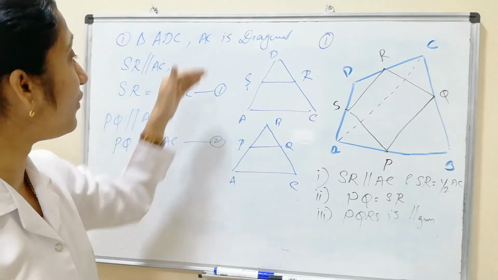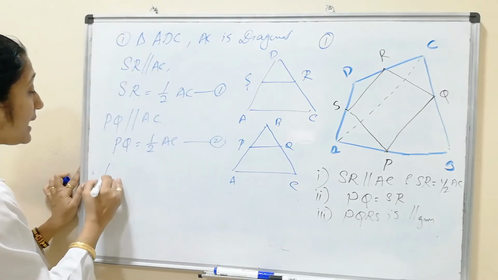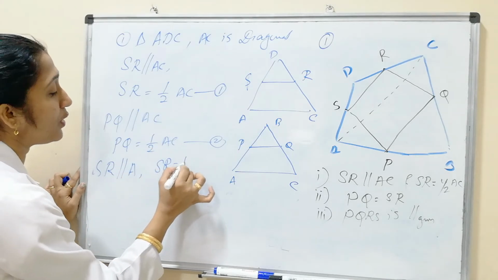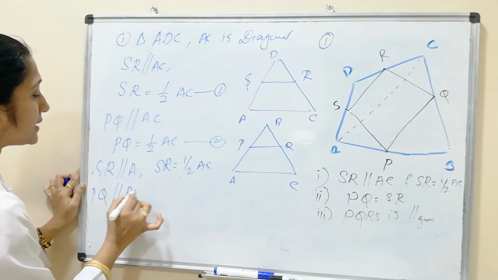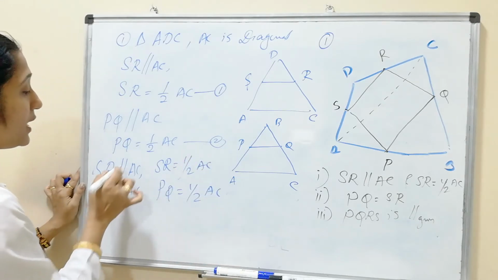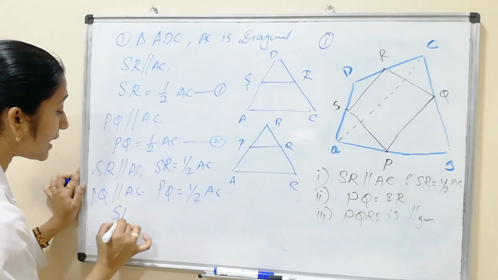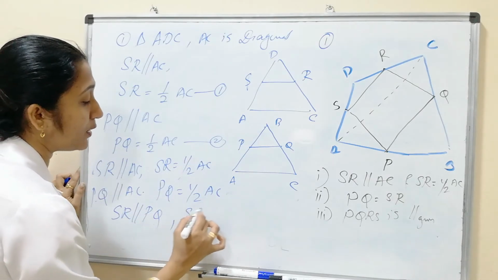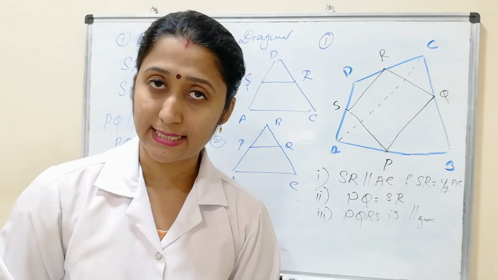So listen, from 1 and 2, the right sides are equal, so the left sides will be equal. Here SR is parallel to AC and SR equals half of AC, and PQ is parallel to AC and PQ equals half of AC. From 1 and 2, SR is parallel to AC and PQ is parallel to AC, so we can write SR is parallel to PQ. And the halves of AC cancel, so SR equals PQ. The second part is finished. So PQ equals SR.